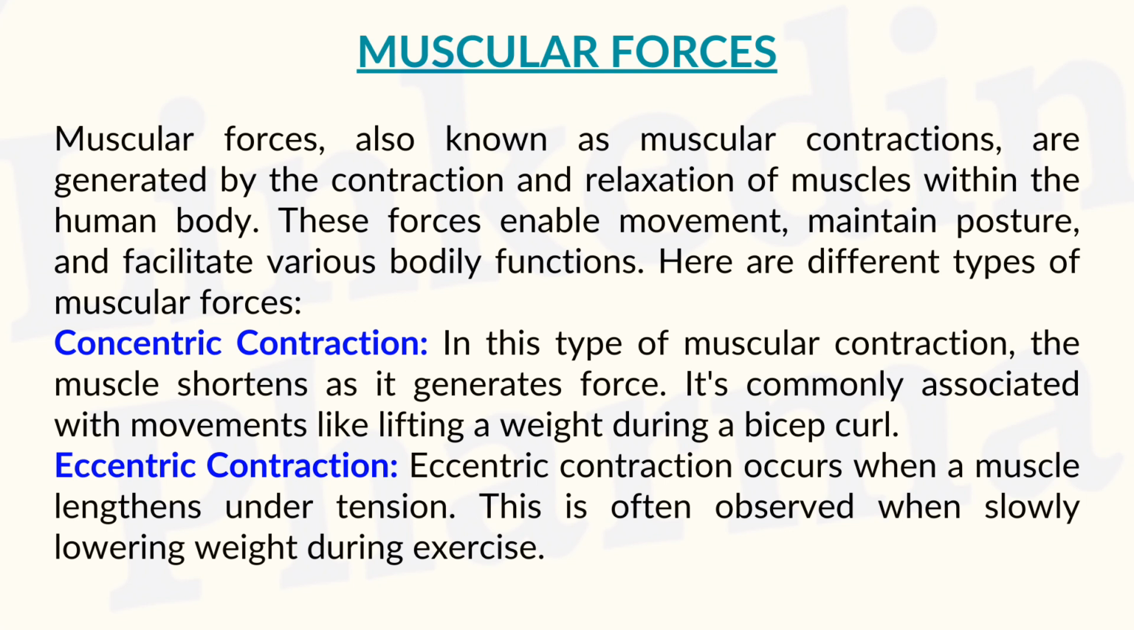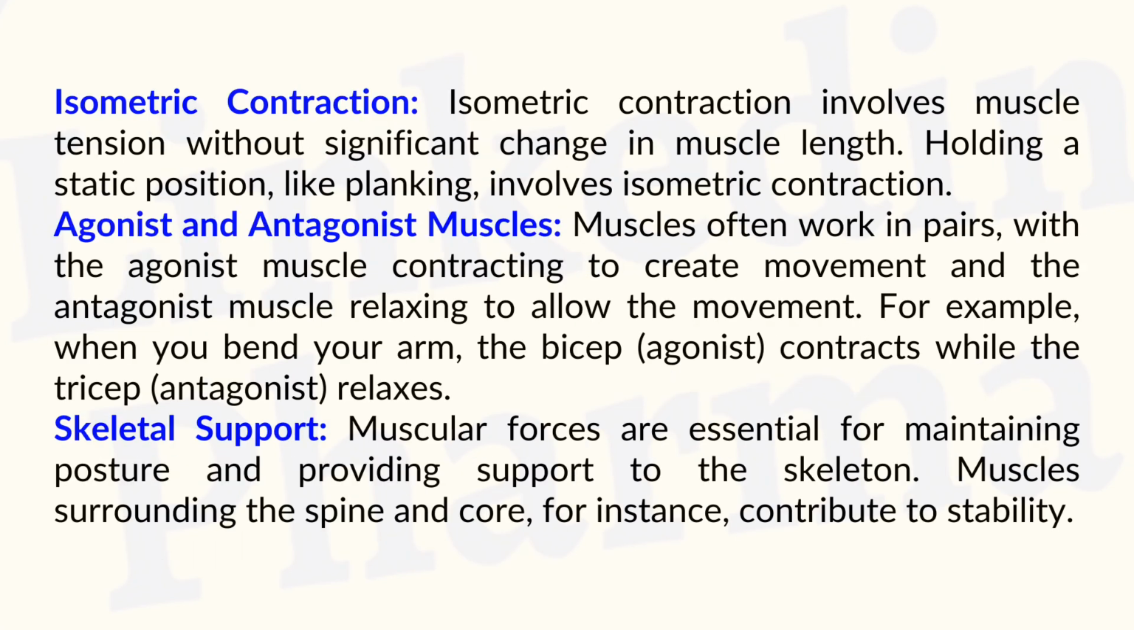Concentric contraction. In this type of muscular contraction, the muscle shortens as it generates force. It's commonly associated with movements like lifting a weight during a bicep curl. Eccentric contraction. Eccentric contraction occurs when a muscle lengthens under tension. This is often observed when slowly lowering weight during exercise. Isometric contraction. Isometric contraction involves muscle tension without significant change in muscle length. Holding a static position, like planking, involves isometric contraction.